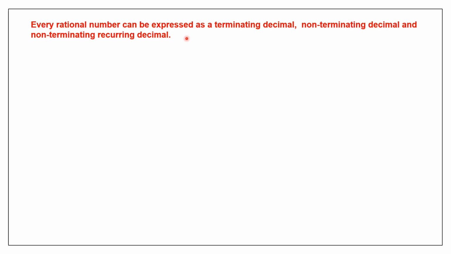Every rational number can be expressed as a terminating decimal, non-terminating decimal and non-terminating recurring decimal. So first let's begin with terminating decimals. Let's take examples. Now look at the first example. Let's divide 1 by 8. So 1 divided by 8. So let's begin the division. So it is 0 here. So we put a point.